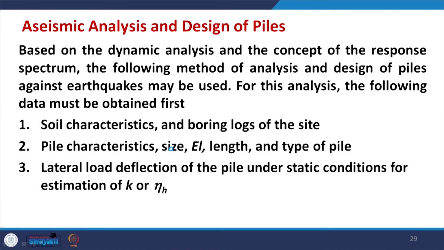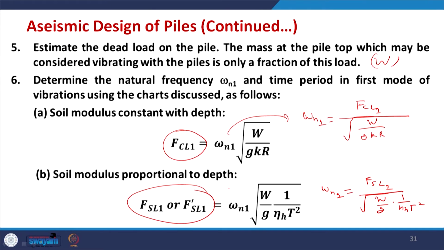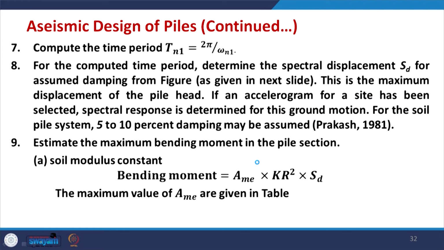And once you read these values from these charts, then we get the value of omega n1 for both soil modulus constant with depth or modulus proportional to depth, whichever the case may be applicable. Then compute the time period, which is Tn1 = 2π/ωn1. So, once omega n1 is known, then the time period can be computed from this relation.